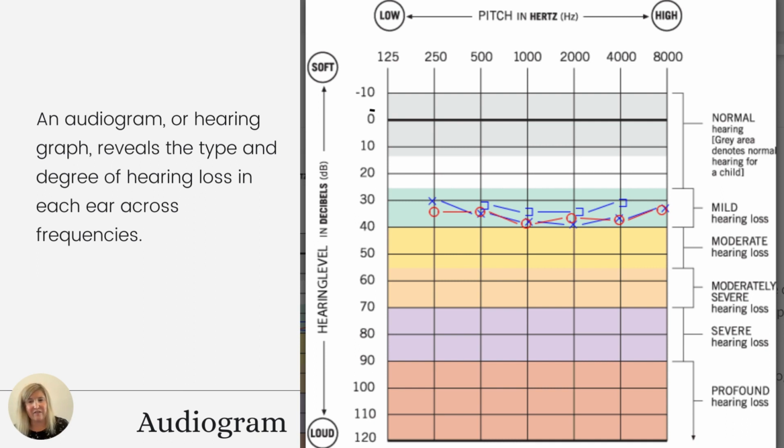You'll see on this graph, the blue X's, that's the left ear. The red circles are the thresholds of the right ear. The higher the symbols are on the graph, the better the hearing.